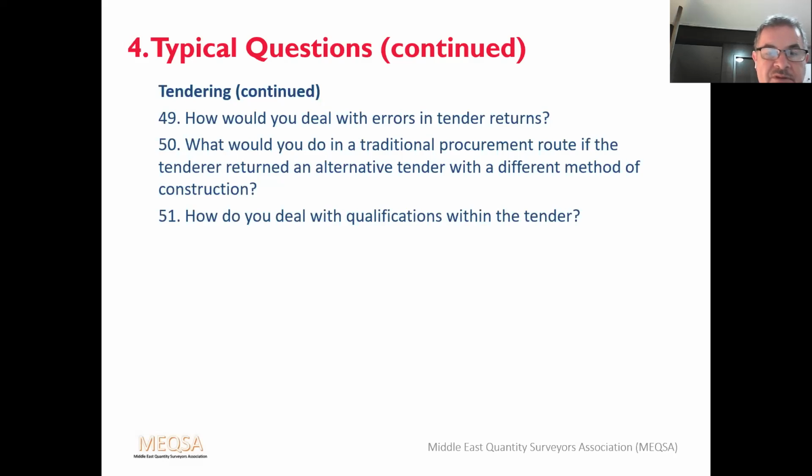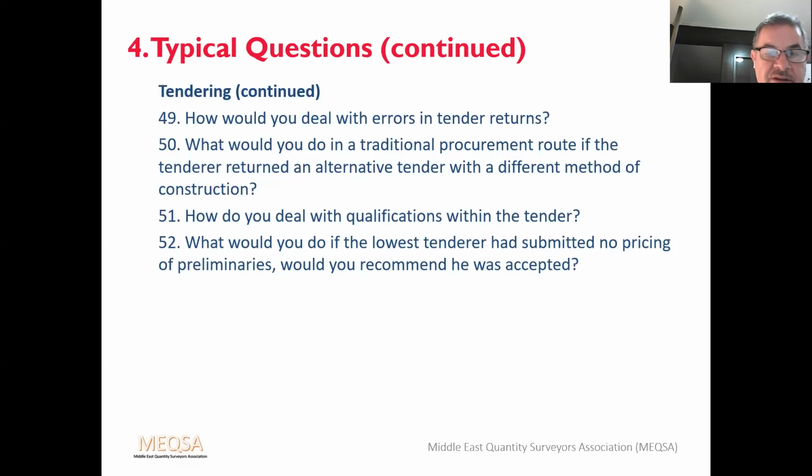How do you deal with qualifications within the tender? It should be outlined when you go out to tender in the instructions. If there are unauthorised qualifications, it might invalidate the tender and lead to disqualification. It is possible to authorise a qualification if the tenderer has raised a query with the QS, in which case all other tenderers should have been notified and instructed as to what to do.